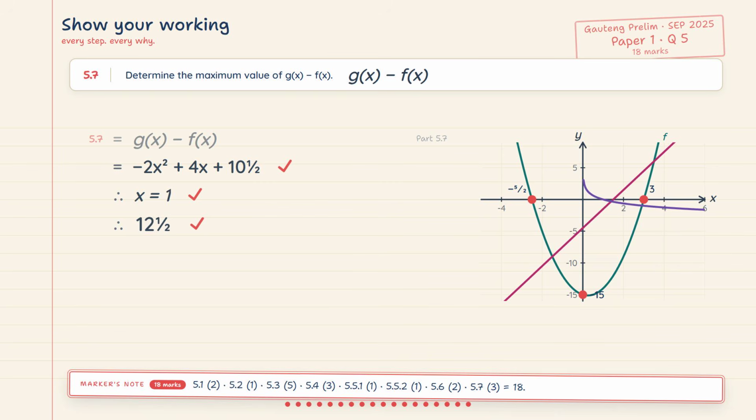The pattern across this whole question is that the later parts are paid for by the earlier ones. 5.3 uses 5.1 and 5.2, and 5.7 uses the same axis of symmetry trick as 5.1. Do them in order, and the question gets easier as it goes.